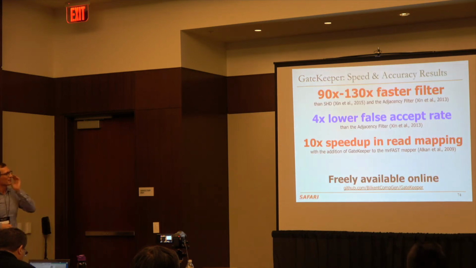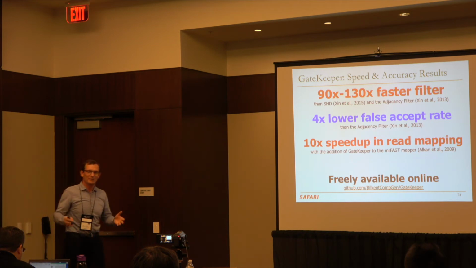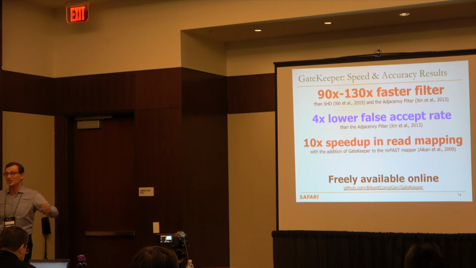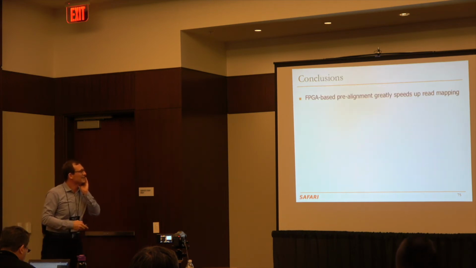Okay, I'm going to skip this one over here. So what is the benefit that you get with this? You get about 2 orders of magnitude faster filter. That's just the filter. You also get a lower false accept rate because we optimized the algorithm a little bit, and you get about an order of magnitude speed up in the entire read mapper. And this is also available online. You can download it and take a look at it.